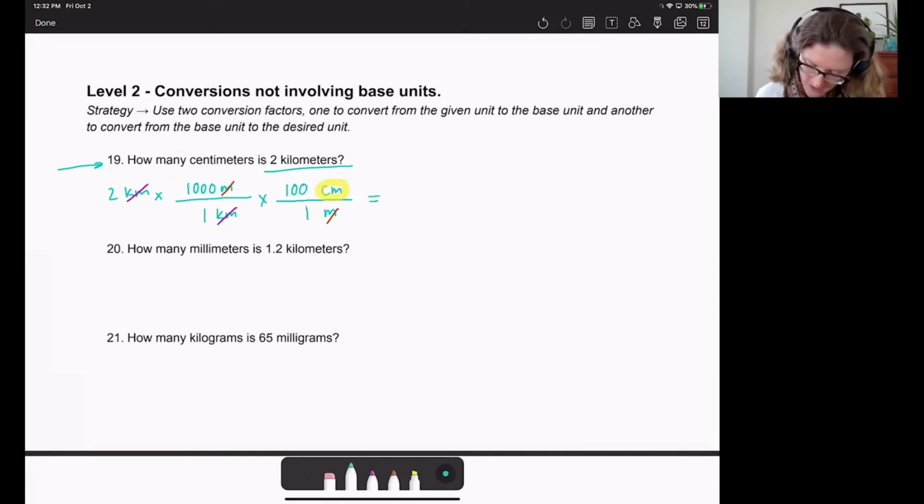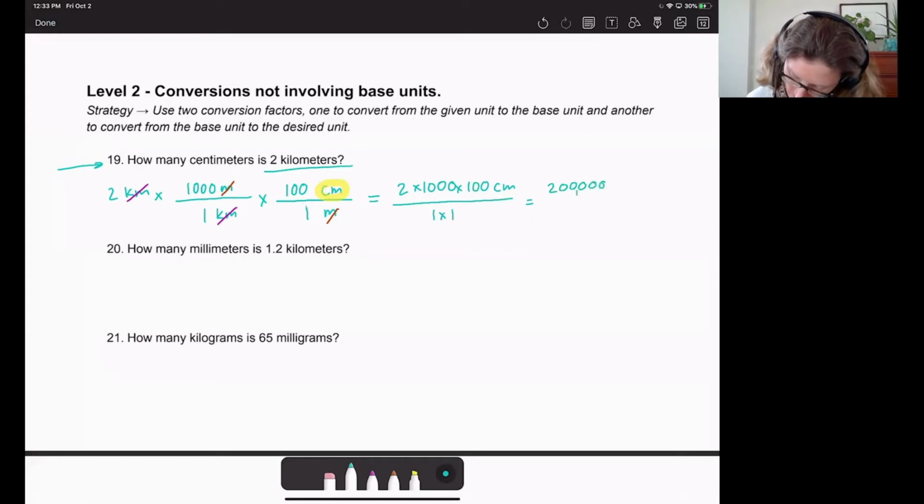I'm going to multiply across the top. So I get 2 times 1,000 times 100 centimeters. And along the bottom, I just have 1 times 1. So 2 times 1,000 times 100 is 200,000 centimeters, and that is my final answer.